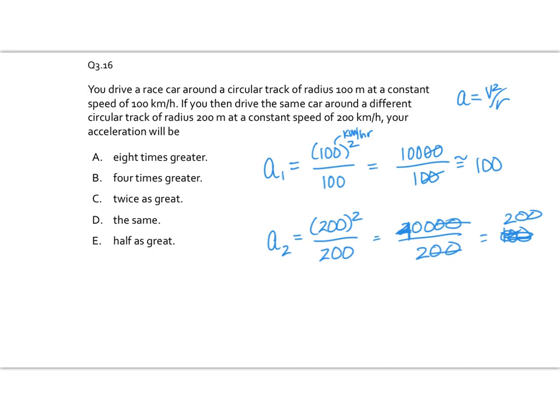So we actually saw that because the radius of the track increased from track 1 to track 2, and the speed increased by a factor of 2, they didn't cancel each other out because the speed was squared, and so we ended up with a centripetal acceleration that was twice as great. Sorry for the mistake, but hopefully that makes sense.